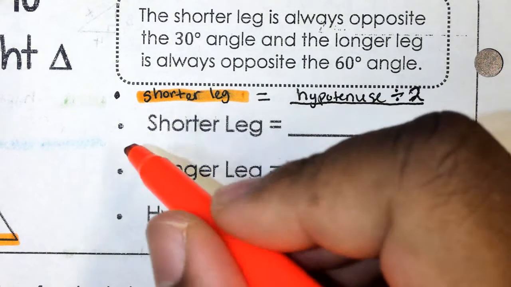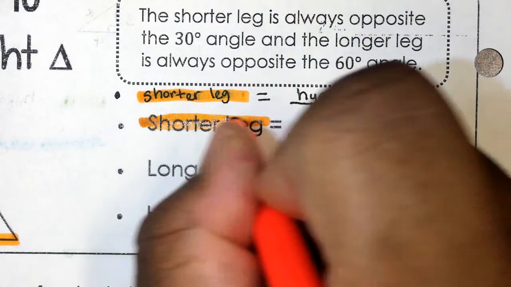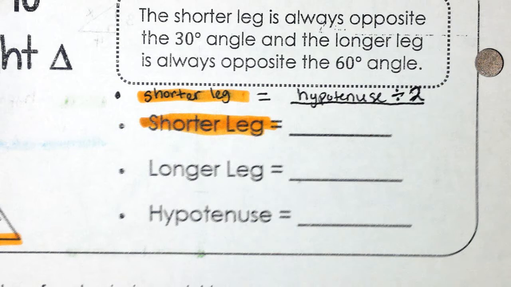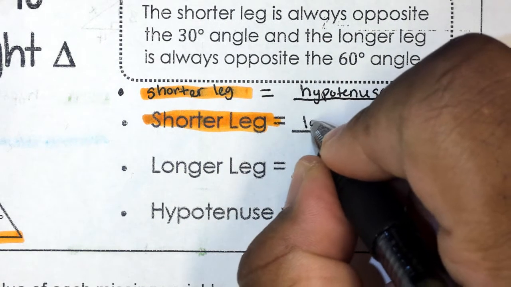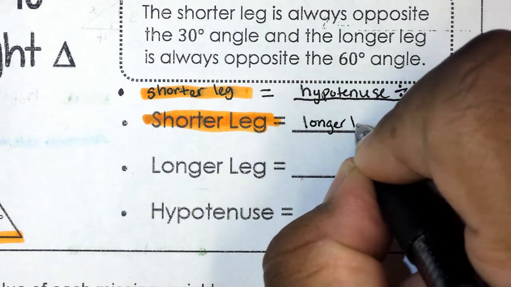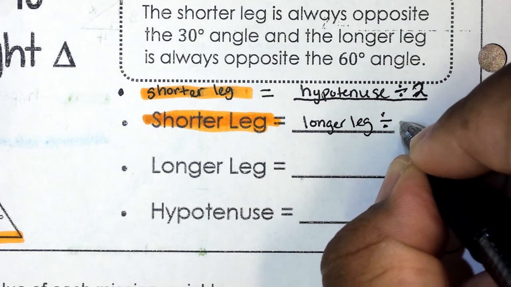Now, if I'm looking for my shorter leg, and they give me the longer leg, I can come from that direction too. Say I'm looking for the shorter leg, and they give me the longer leg. They don't give me the hypotenuse. They give me the other side. The longer leg, I want to do that longer leg, whatever they give me, divided by square root of 3.